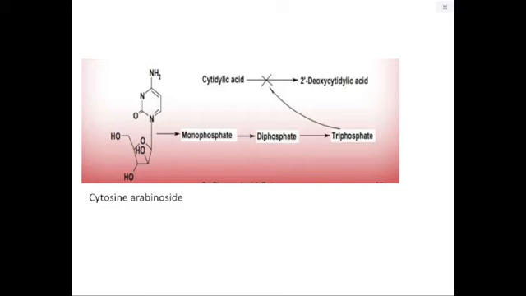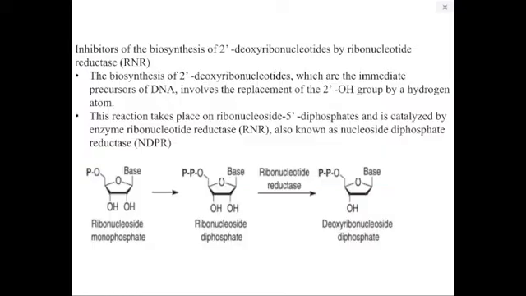And remember, in fact, we had mentioned some of the drugs before. So we are saying for you to synthesize the DNA, the ribose sugar must be converted to a deoxy. The enzyme that is responsible for converting the ribose to the deoxy is the ribonucleotide reductase. If you block that enzyme, again, you will not synthesize DNA. So the biosynthesis of the 2' deoxyribonucleotides, which are the immediate precursors of DNA, involves the replacement of the 2' hydroxyl group by a hydrogen atom.